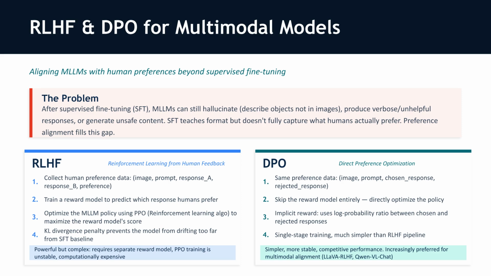DPO, or direct preference optimization, is a simpler alternative. It uses the same preference data, but skips the reward model entirely. Instead, it directly optimizes the policy by computing the log probability ratio between chosen and rejected responses. It is a single-stage training process that is much more stable than the full RLHF pipeline. DPO has been increasingly adopted for multimodal alignment, as seen in models like LLaVA-RLHF and Qwen-VL-Chat, because it achieves competitive performance with much less engineering complexity.